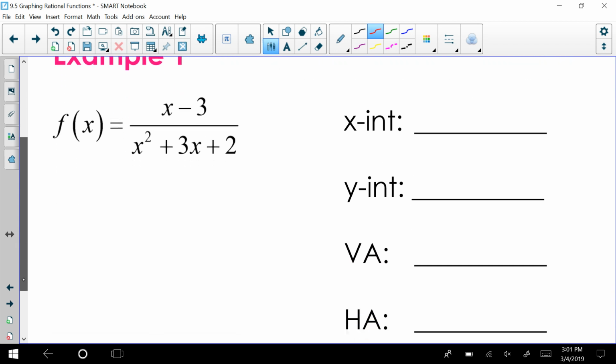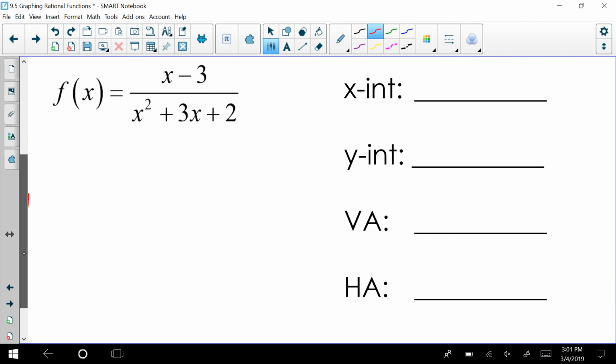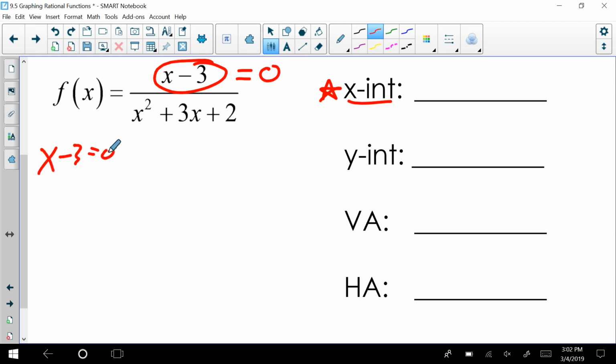Alright, now that you've had a chance to copy down the example, I will show you the process that I like to go through here. First thing is I like to do the x-intercepts. I'll try to color code this here. The x-intercepts occur when the top equals 0. So I set x minus 3 equals 0, and I solve that and I get x equals 3. Well, what does an x-intercept look like? It's a point. If it's on the x-axis, that means the y has to be 0. What's the x? It's that 3 that I just got. Shouldn't be too hard.